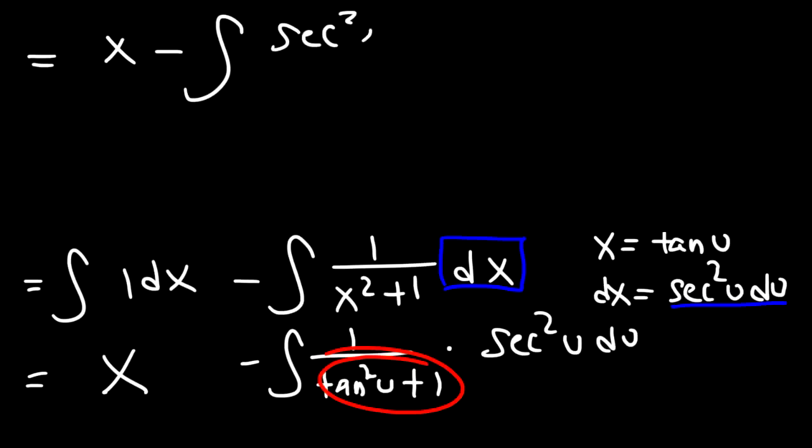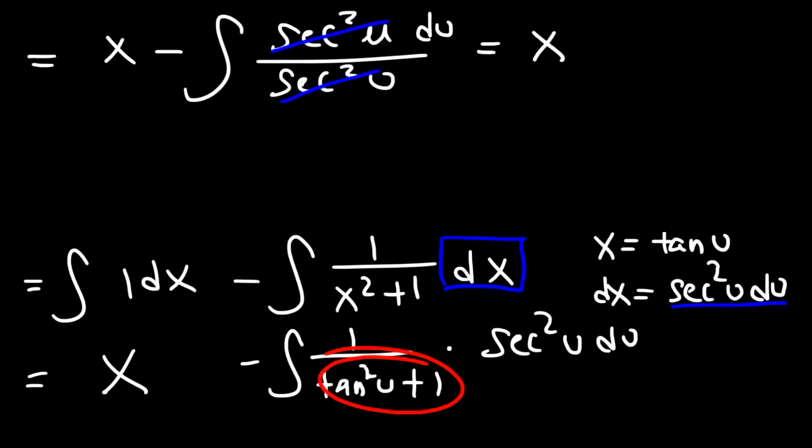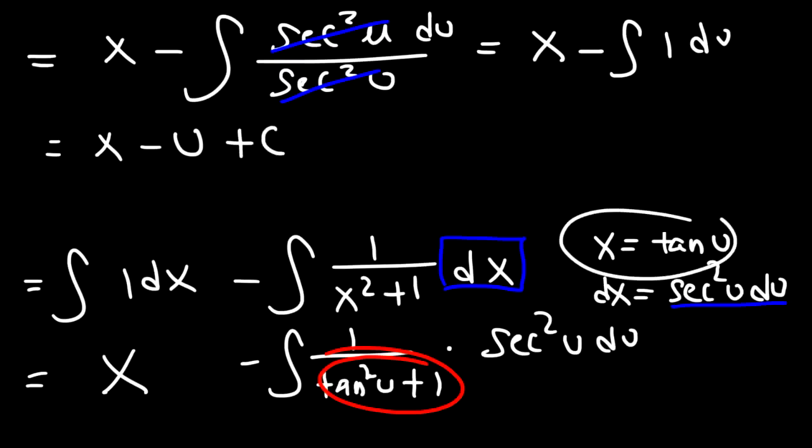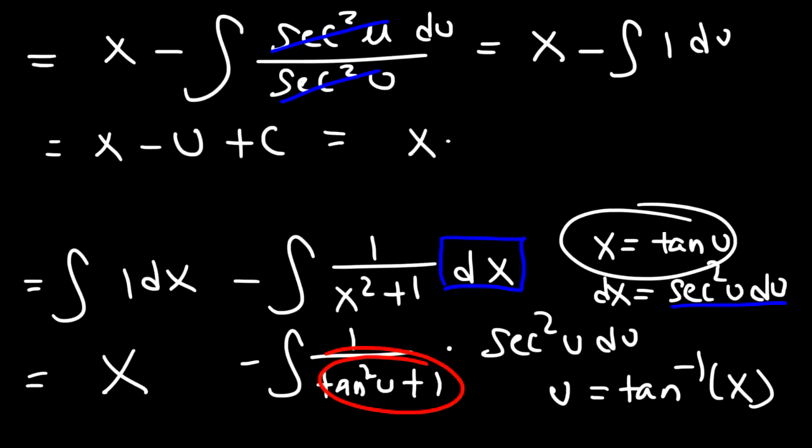So we have the integral of secant squared u du over secant squared, which we could cancel these two expressions. And so what we now have is x minus the integral of 1 du. So the integral of 1 du is going to be u plus some constant c. Now if x is equal to tangent u, u is going to be the inverse, or the arctangent of x. So the final answer is x minus arctangent of x plus c.